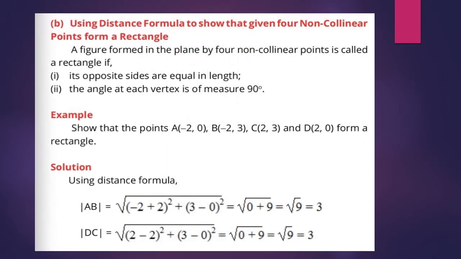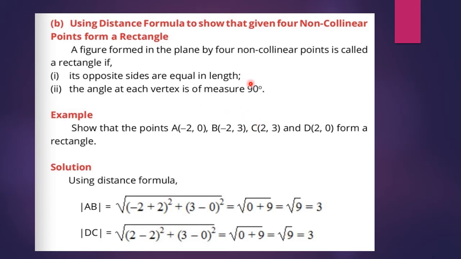Now, using distance formula to show that given 4 non-collinear points form a rectangle. First, we have done it for square, and now we are going to solve it for a rectangle. A figure formed in the plane by 4 non-collinear points is called a rectangle if its opposite sides are equal in length and the angle at each vertex is of 90 degree.